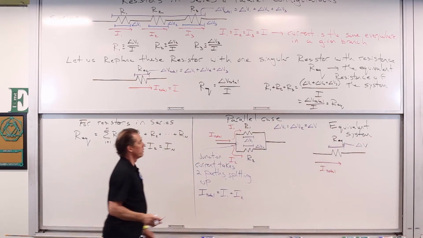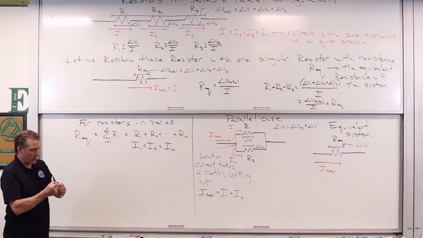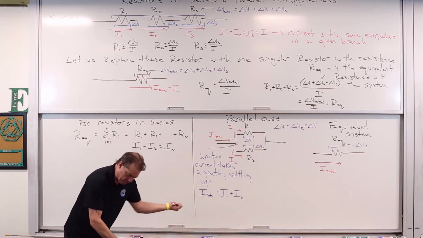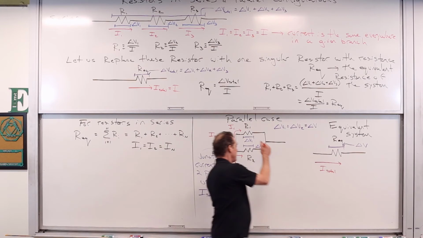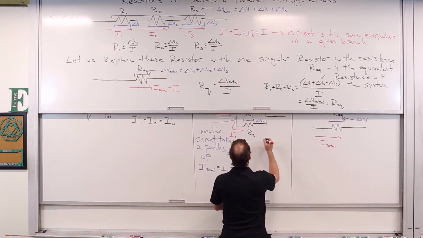Delta V. So there we go. Well, let's go ahead and go back to the definitions of the individual resistors and compare them to the definition of the equivalent resistance and note what we have going on here.